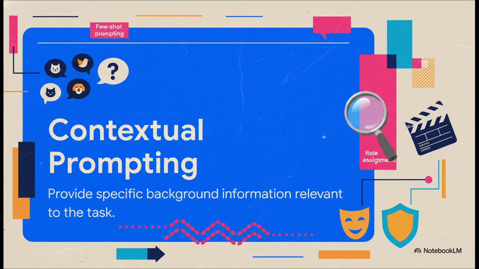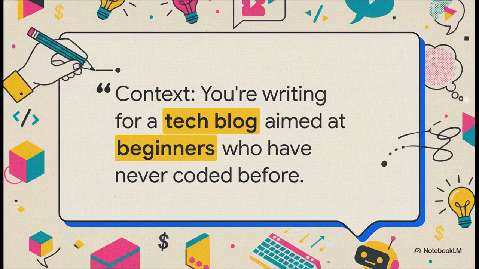Okay, now for contextual prompting. If role-playing is the actor, context is the scene. Here, you're giving the AI the crucial background info it needs to do its job right. You're basically setting the stage for it. For example, just asking the AI to explain an API is way too broad. Who knows what you'll get? But by giving it context, hey, you're writing for a tech blog for total beginners, you're telling it exactly what to do. Avoid jargon, use simple analogies, keep it short. That context totally shapes the final output.